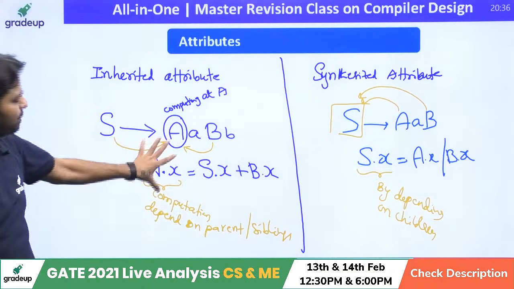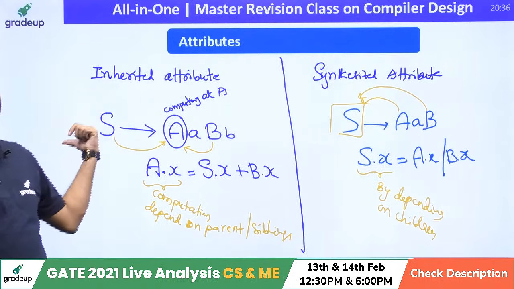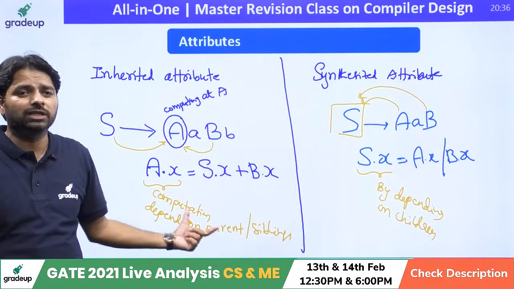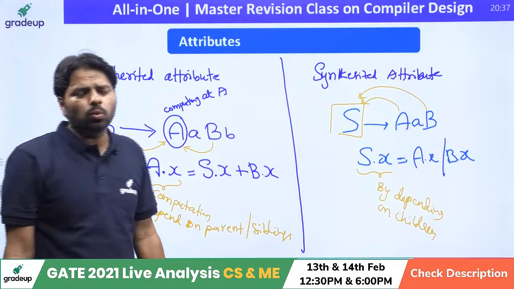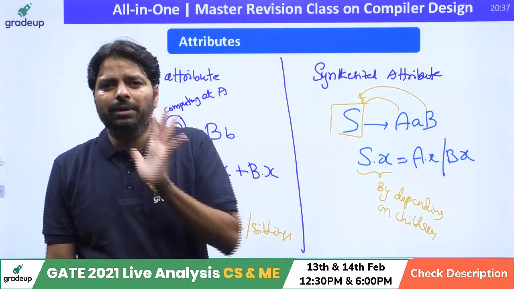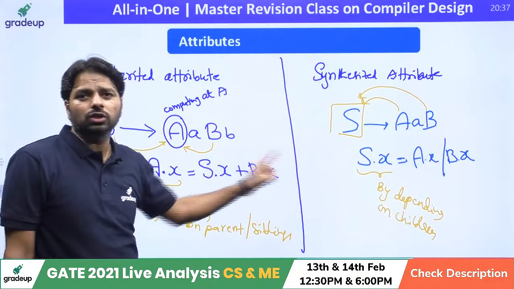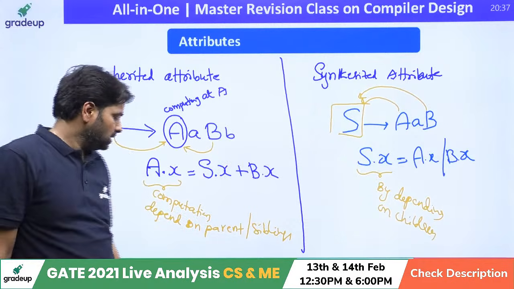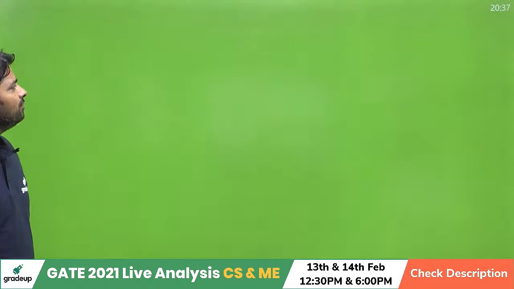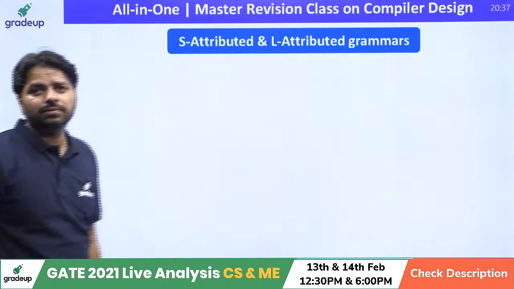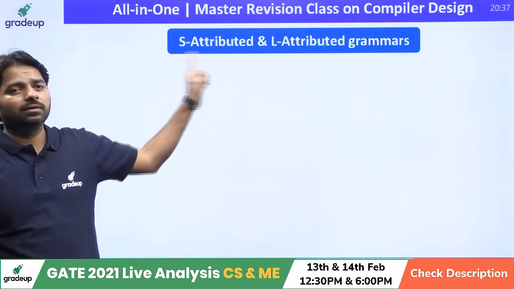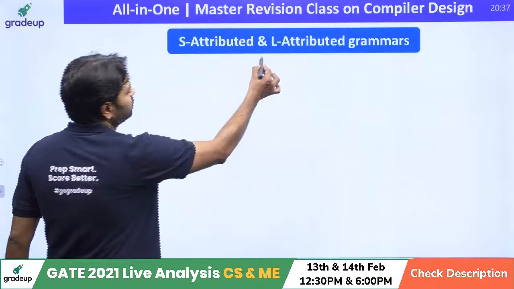If you are computing at some place by depending on parent or sibling, or parent and sibling, it's your choice, then we call it an inherited attribute. They might ask what kind of attribute I am using in the grammar, and then you should answer properly. Come on, guys. Okay, now let's go for the definitions. These are different. What is the difference? Let's look.